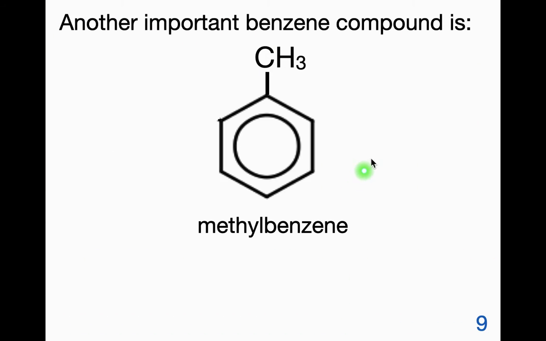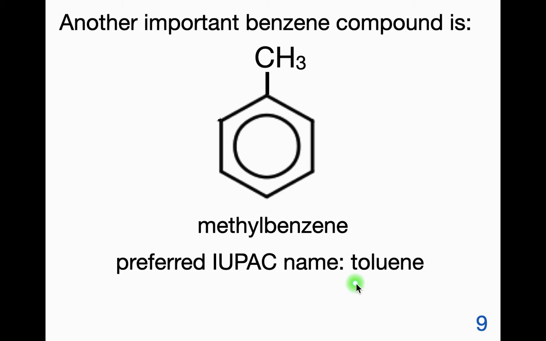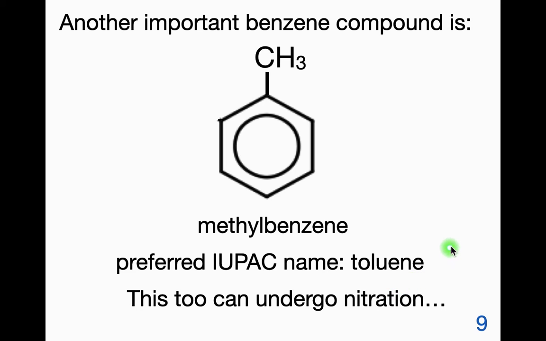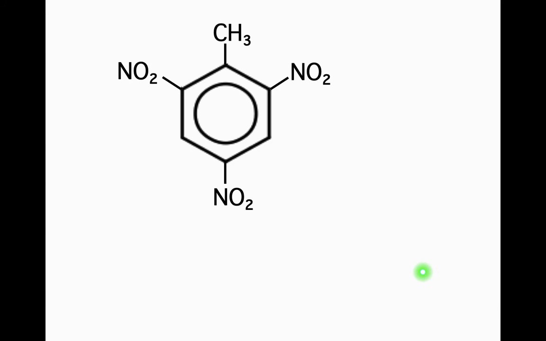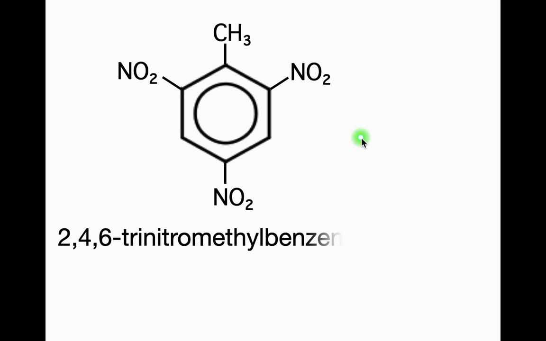Another important benzene compound is methylbenzene. The preferred IUPAC name for it is toluene. This too can undergo nitration to form 2,4,6-trinitromethylbenzene. So we have 3 nitros on it. Now, by definition, the carbon that has the methyl is defined to be carbon number 1, so that's why we don't need a number to designate where the methyl is.